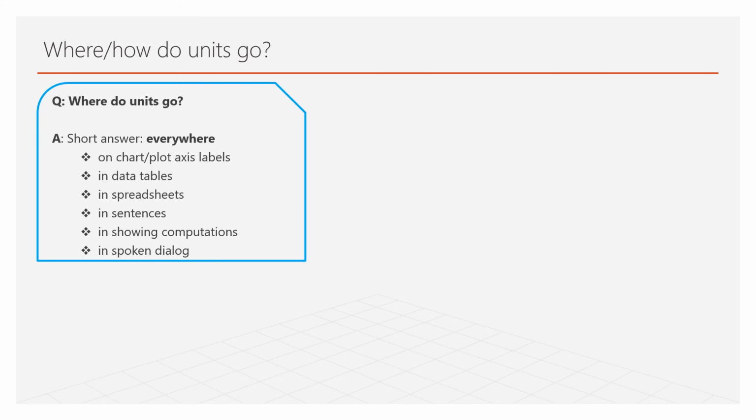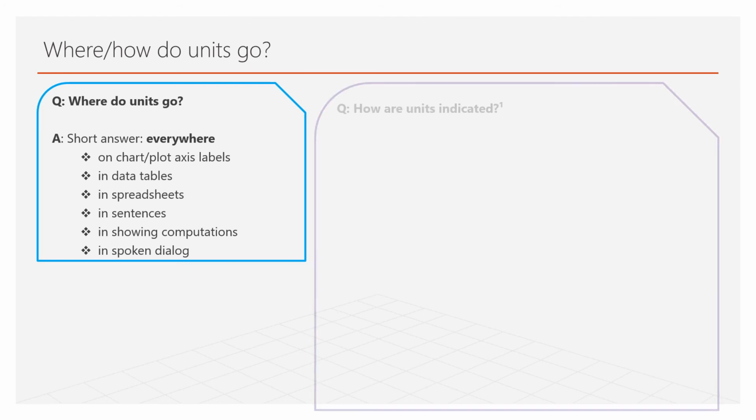In writing in sentences, you need to include units. If you're showing computations, you need to include units in your work. And even if you're speaking, you need to say the units that you're using.